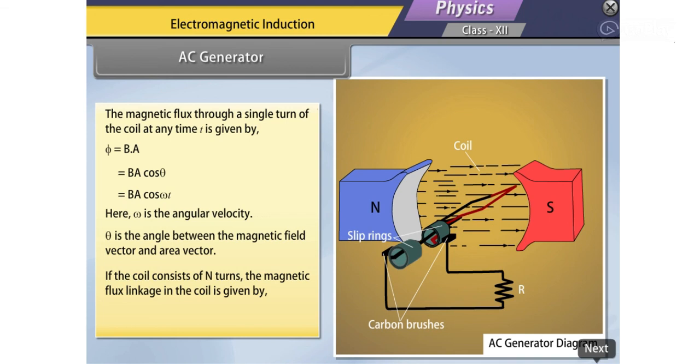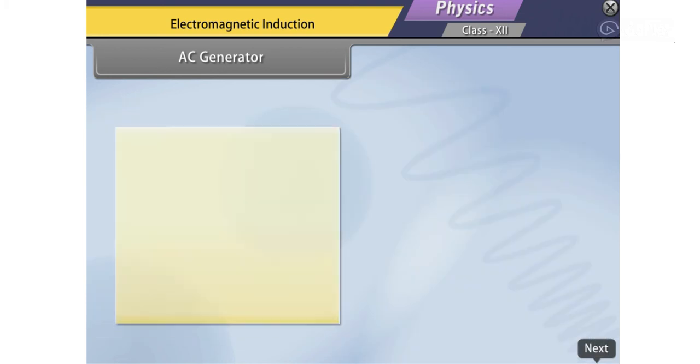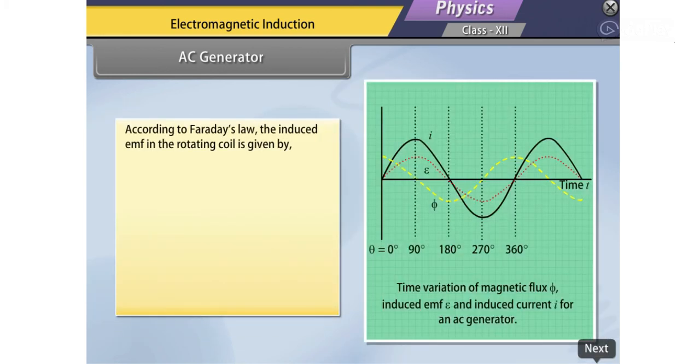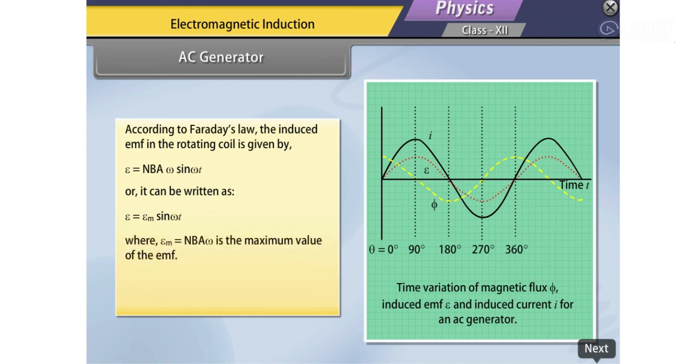If the coil consists of N turns, the magnetic flux linkage in the coil is given by NBA cos omega t. According to Faraday's law, the induced EMF in the rotating coil is given by NBA omega sin omega t, or it can be written as E is equal to EM sin omega t, where EM is equal to NBA omega, the maximum value of the EMF. The induced EMF varies sinusoidally with time.